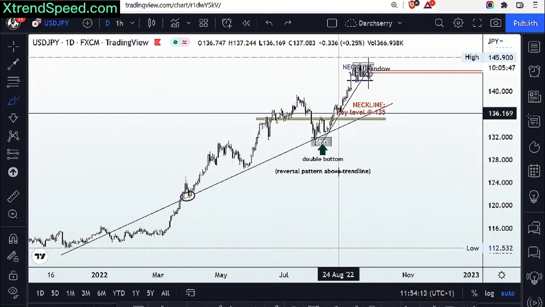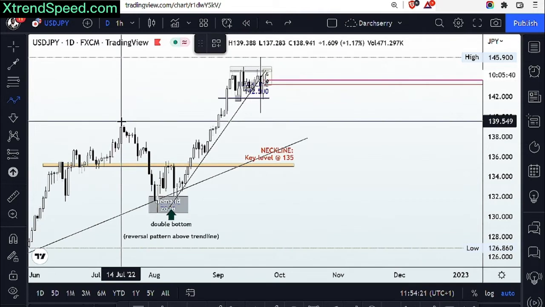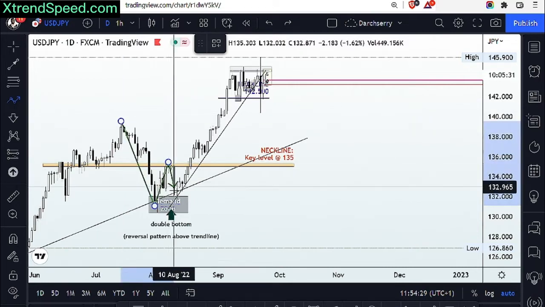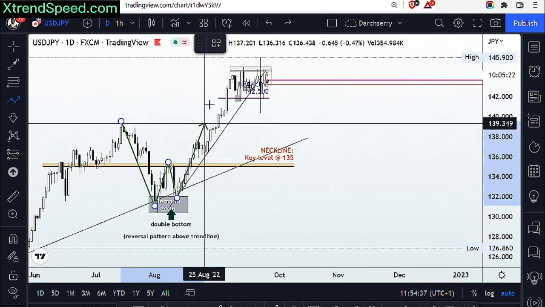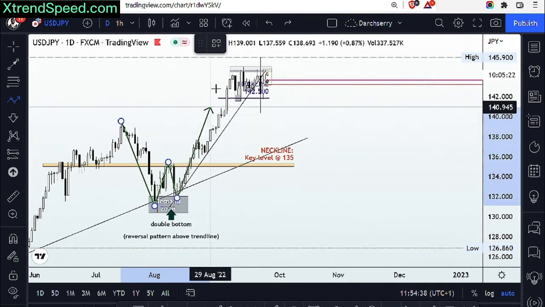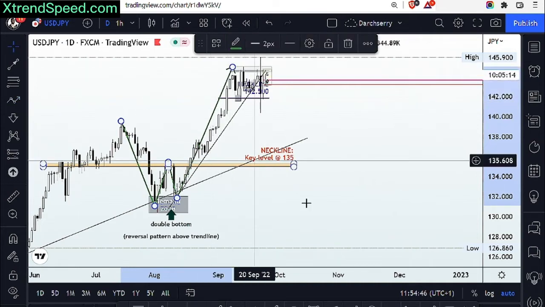However, something interesting happened in the month of July through August, as we saw price come back into that bullish trend line, evolving into a reversal pattern, which from a technical standpoint is a very strong reversal pattern. And what happened afterward was a breakout of the neckline at the 135 Japanese yen, which led price right into the 145 Japanese yen area.